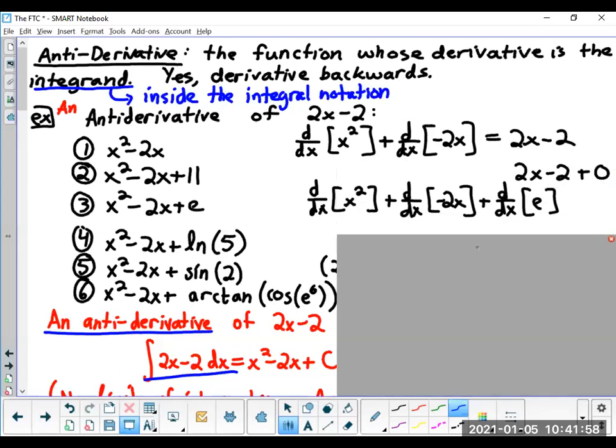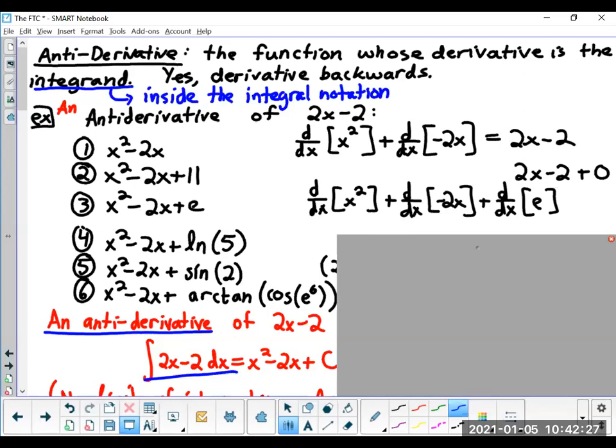And check this out. What's the derivative of 11? Derivative of 11 is 0. What's the derivative of e? The derivative of e is 0. How about the derivative of the natural log of 5? The derivative of the natural log of 5 is again 0. Derivative of the sine of 2, also a constant, 0. Derivative of the arctangent of the cosine of e to the power of 6, once again, a constant, therefore 0.